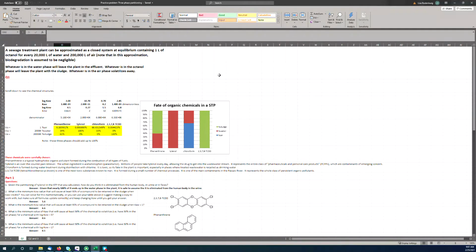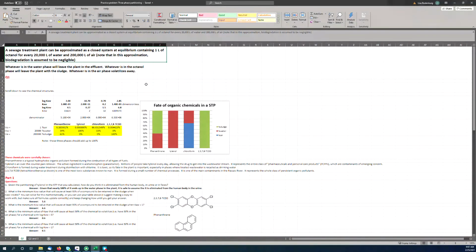So this is an example problem that's actually based on a midterm exam that I gave a few years ago. It's called Practice Problem 3-Phase Partitioning. The idea is that, as just a very rough first approximation, you could think of a typical sewage treatment plant with secondary treatment as a system with about a liter of octanol for every 20,000 liters of water and about 200,000 liters of air.